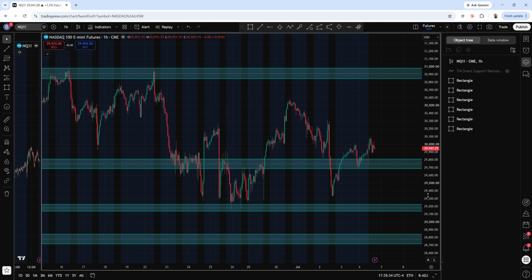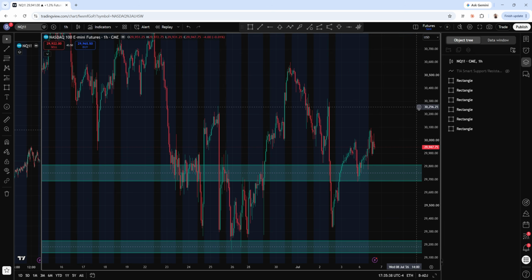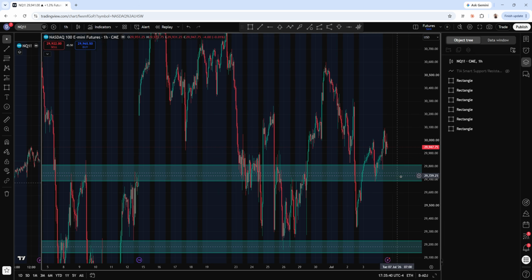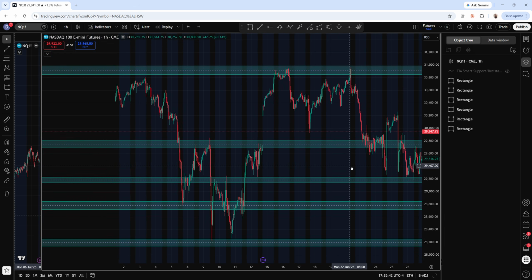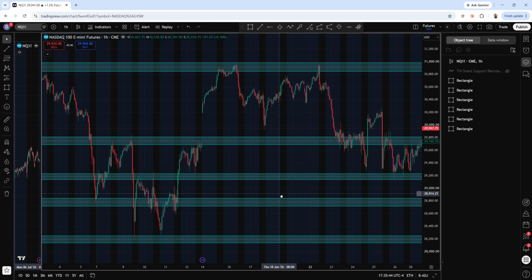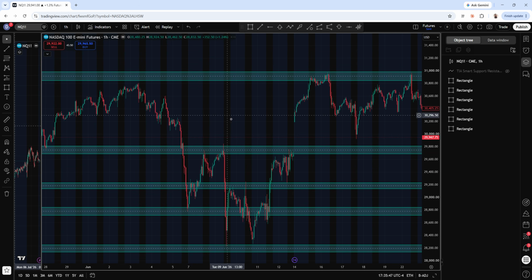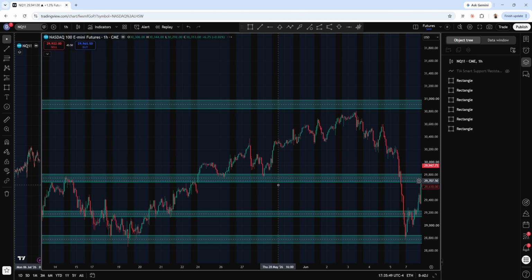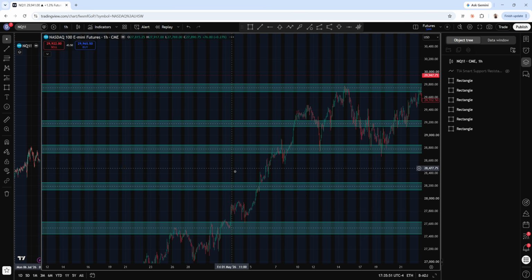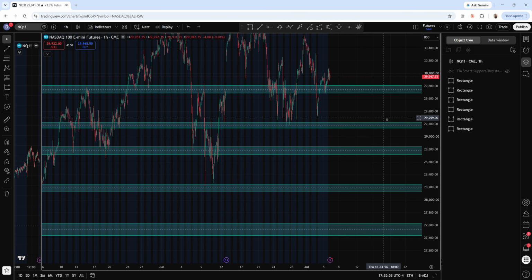The big psychological levels at 150, at every 100 level and every 50 level, they're going to be close to where these levels show up. The market supports those levels very well. So let me go back. Let's see where price is trading right now.